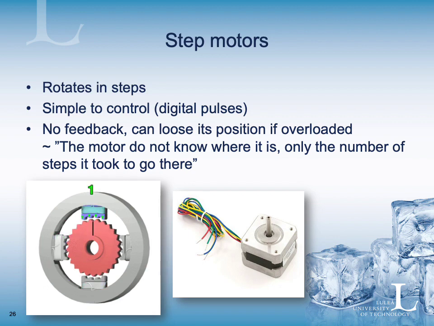However, there is no feedback in a step motor, and you can lose its position if overloaded. So you can think of it like the motor doesn't know where it is, but it only knows the number of steps it took to go there. So if you tell it to move 10 steps counterclockwise, and then it's overloaded, so it only takes 8 steps, you will have a smaller angle, obviously. But you don't have any feedback that tells you that you actually don't have the angle that you want it to have. And this is why you normally calibrate these over startup.